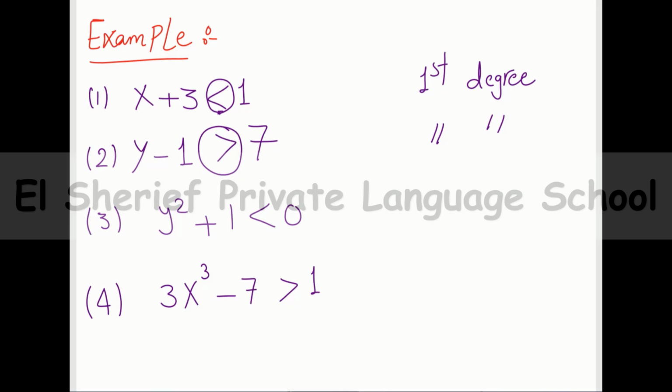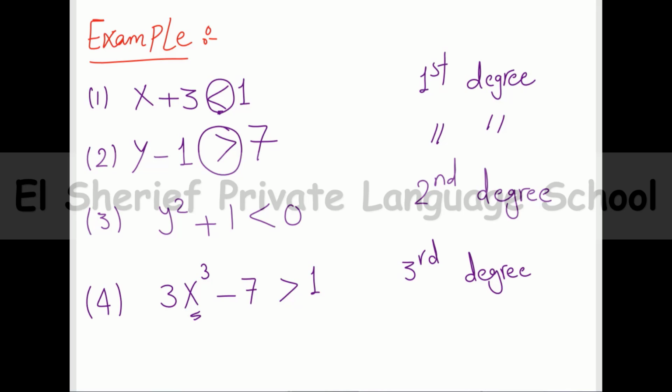Number 3: y power 2 plus 1 less than 0. The unknown here is y of power 2, so it's the second degree. Number 4: 3x power 3 minus 7 more than 1. The unknown here is x and its power is 3, so this inequality is of the third degree. I think now the topic is easier.